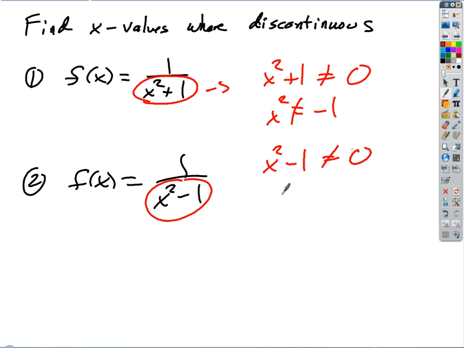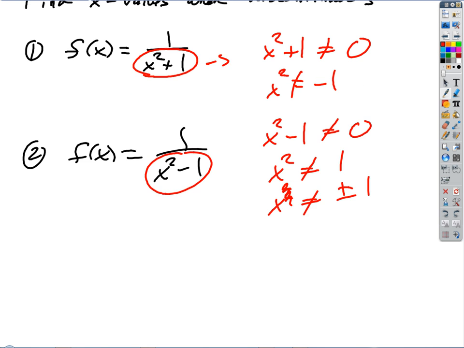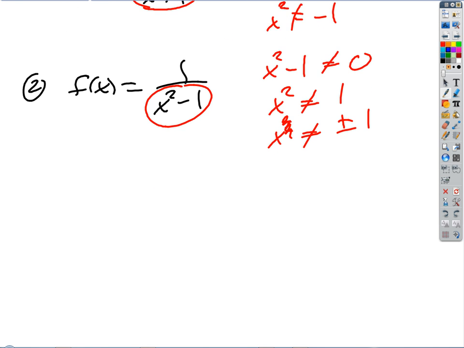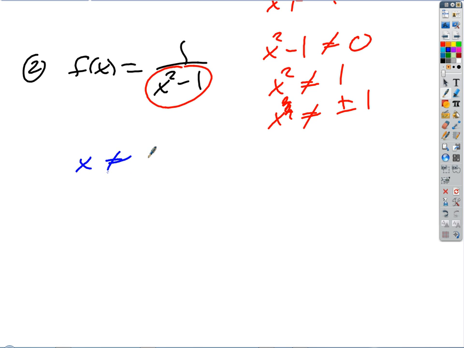So we can solve this one, isolate x. x squared is not equal to 1. So what's x not equal to then? Positive, negative 1. Yeah, plus or minus 1. Those are the values of x where it's going to be discontinuous in this case, right? Now, another question. So x can't equal plus or minus 1. Are those removable or non-removable discontinuities? And how do you know?